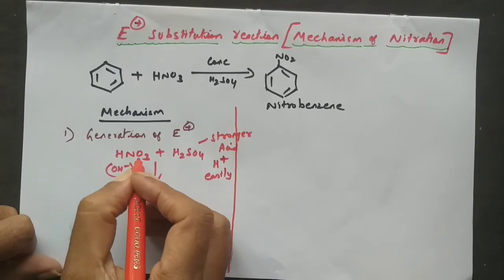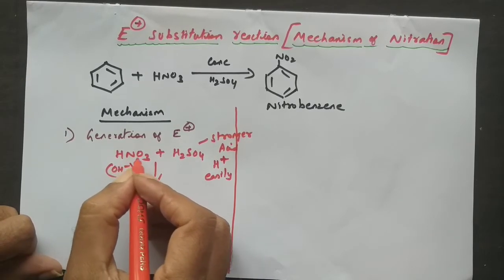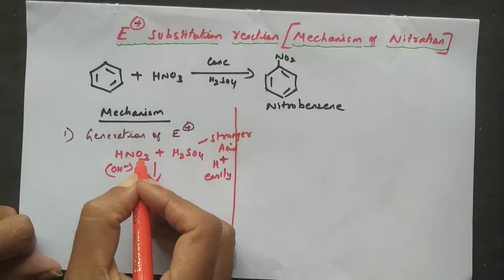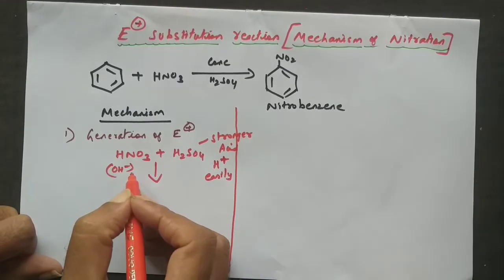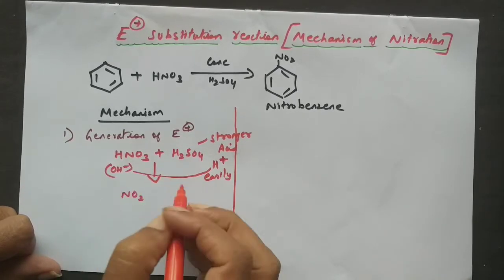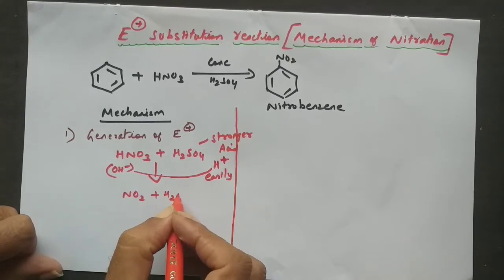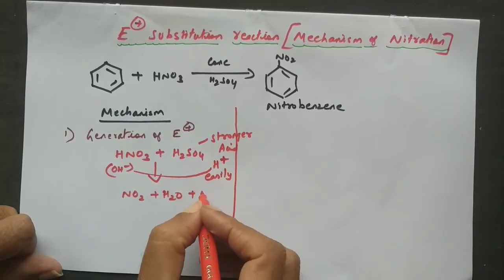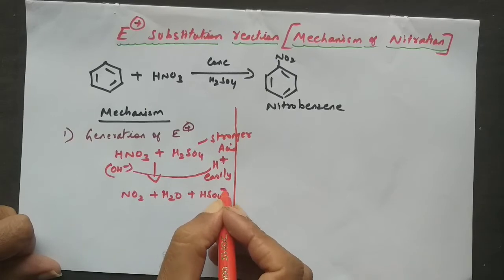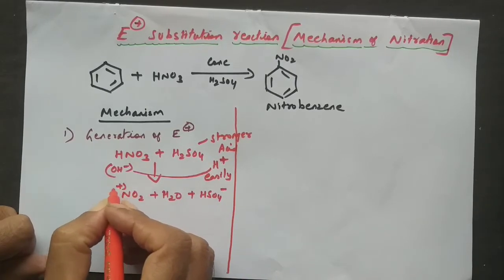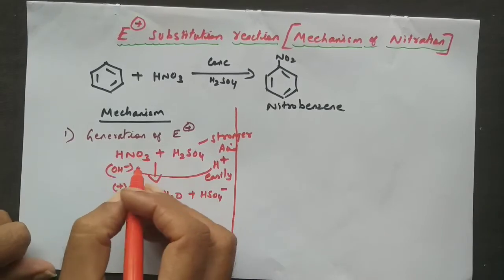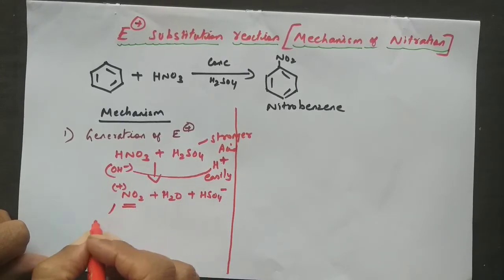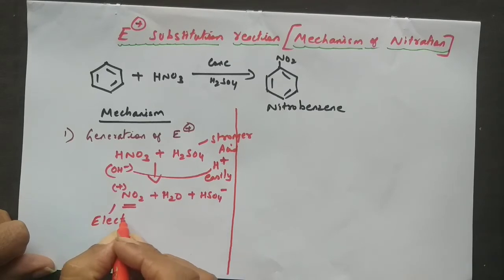As a result, nitric acid, losing this OH, will become NO2, and this H and OH minus will give the water molecule. Because H2SO4 leaves the H plus, what remains here will be HSO4 minus, and NO2 will have the positive charge. Because OH minus is moving away from HNO3, it will be NO2 plus, and this will be the electrophile.